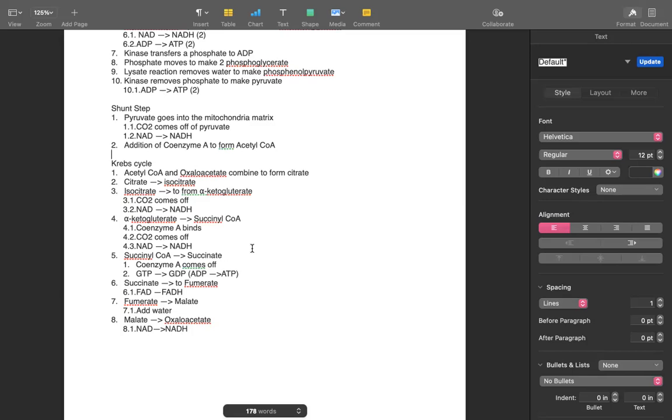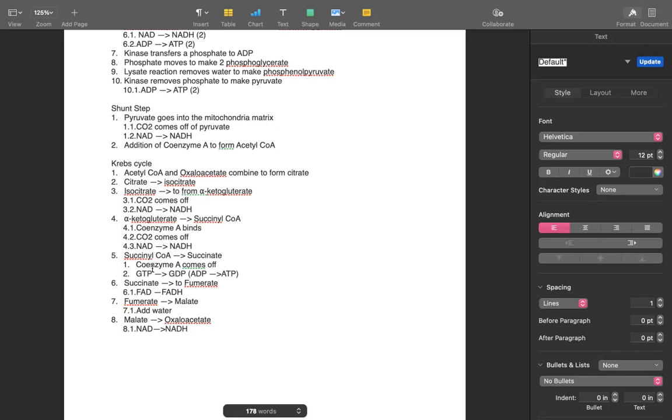Our citrate then gets transformed into isocitrate. Isocitrate forms alpha-ketoglutarate by CO2 coming off and NAD going to NADH. So we have a carbon dioxide and a hydrogen coming off of isocitrate. That leaves us with the alpha-ketoglutarate. The alpha-ketoglutarate binds with coenzyme A. Another carbon dioxide comes off and another hydrogen comes off. So now we have our succinyl-CoA.